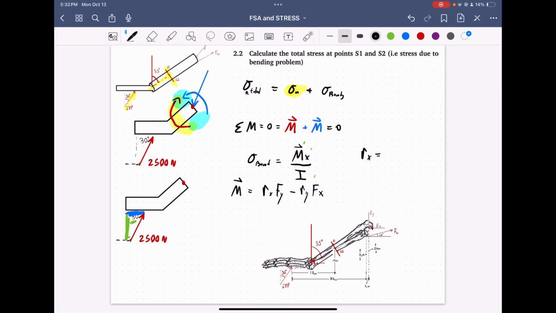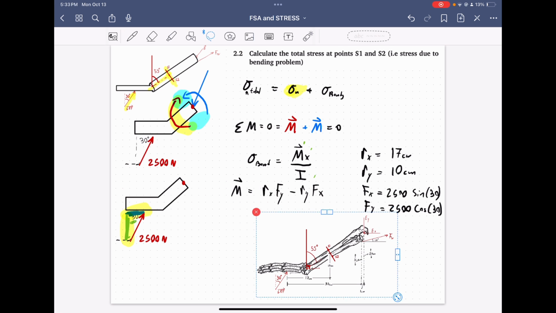Rx equals 17 centimeters. Ry equals 10 centimeters. And then Fx equals 2500 sine 30, right? Because we want that top side, and then for y, we want that vertical side. So Fy equals 2500 cos 30. But am I missing anything?